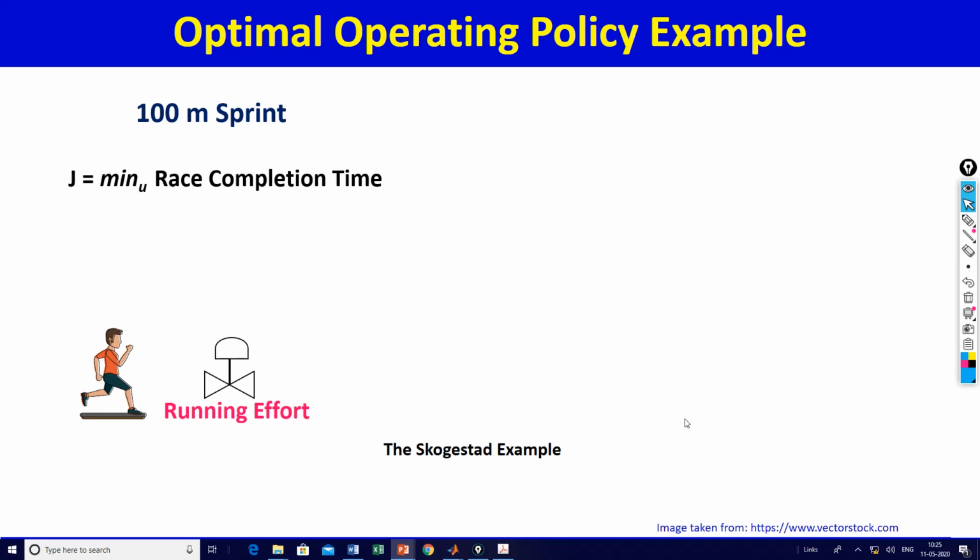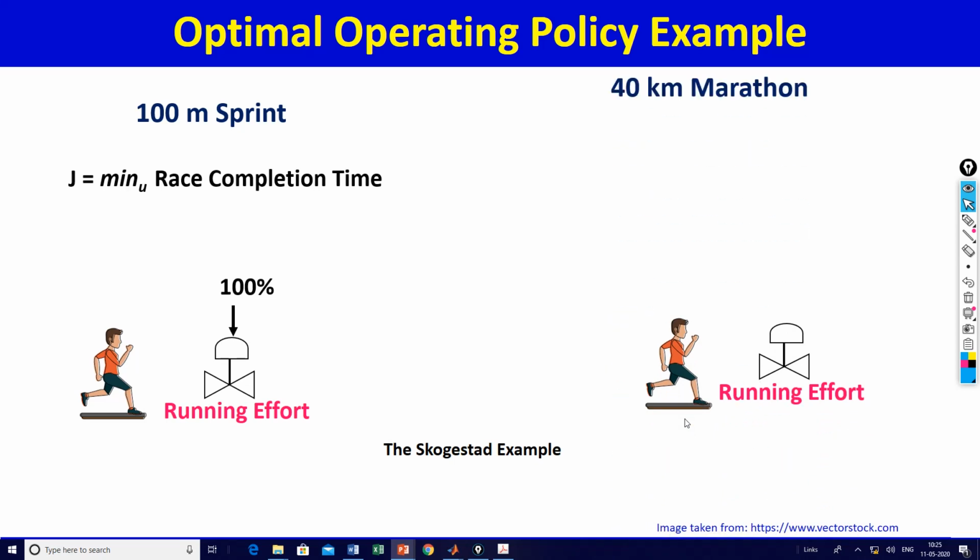And so the optimal operating policy, how should you vary your running effort so that you complete the race in minimum time? Well, it's obvious, 100%. Run as fast as you can, put in as much effort as you can, and that will correspond to minimizing the race completion time. Now let's consider a different scenario. You've got the same runner, the control degree of freedom is the same running effort, but now the scenario is a 40-kilometer marathon. The degree of freedom remains running effort, and the objective is to minimize race completion time.